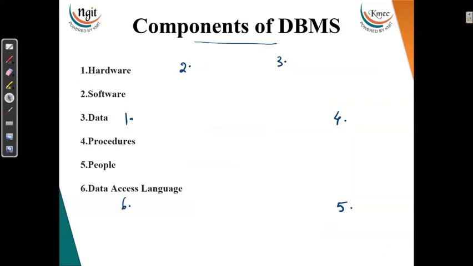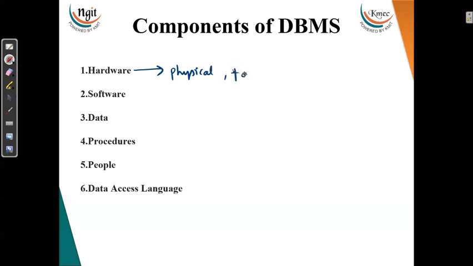Let us look at every individual component in a detailed manner. Hardware. Hardware is a physical component which is tangible in nature, which means every user can touch and feel the hardware components. These components can be a collection of various input devices as well as output devices and storage devices.